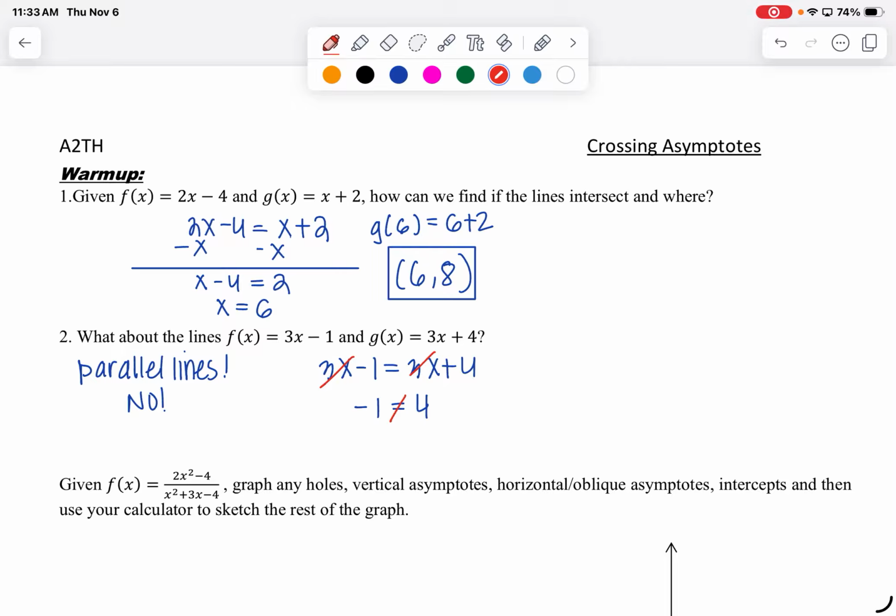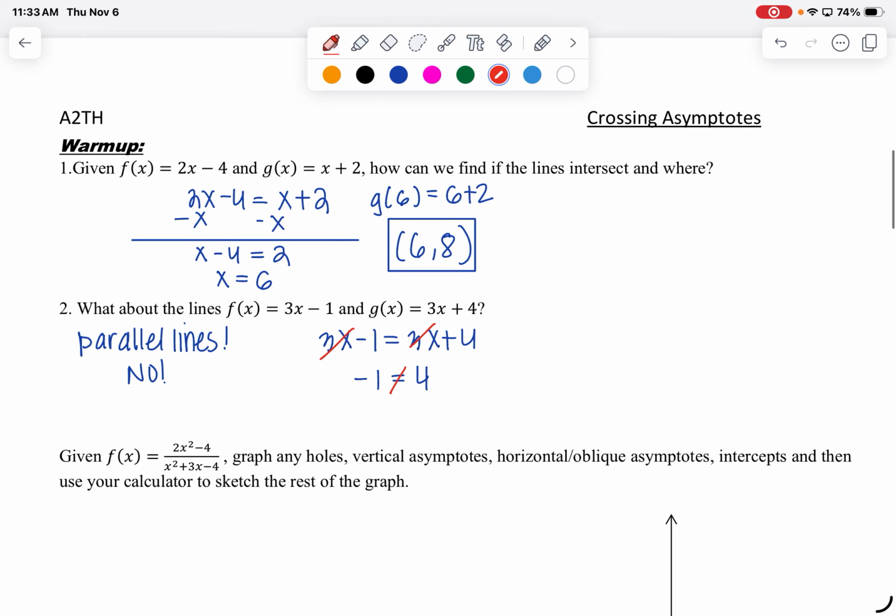Number 2, you should realize that before you even attempt that, they're parallel lines. They're not going to intersect. But if we did set them equal to each other, the x's will cancel out. We have no x to solve for, right? So that's how we know when they're not going to intersect.